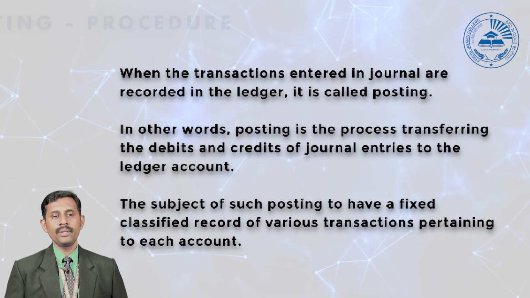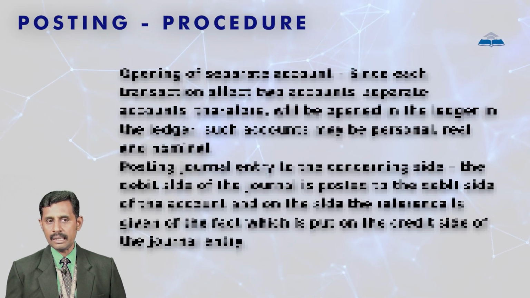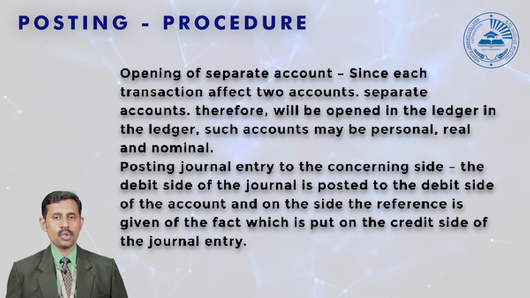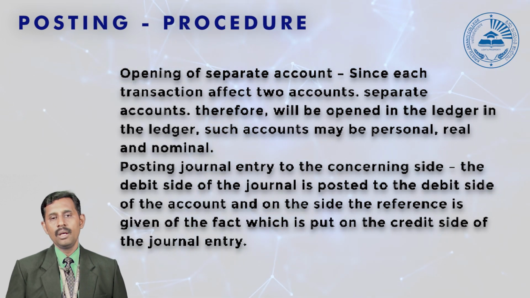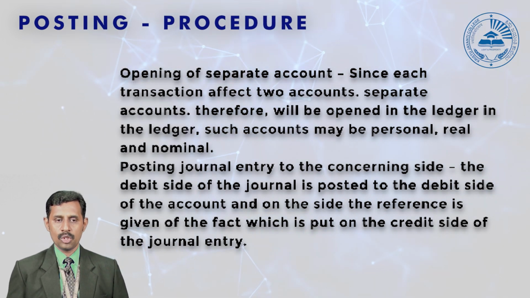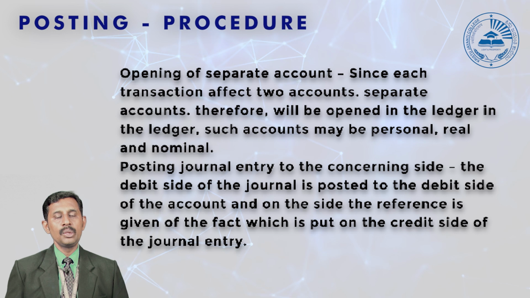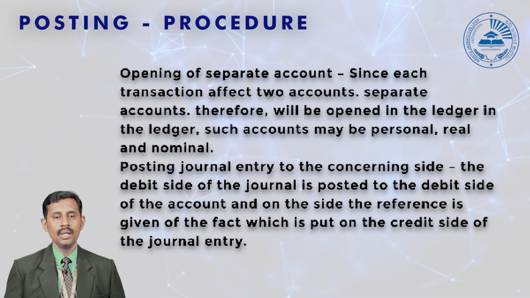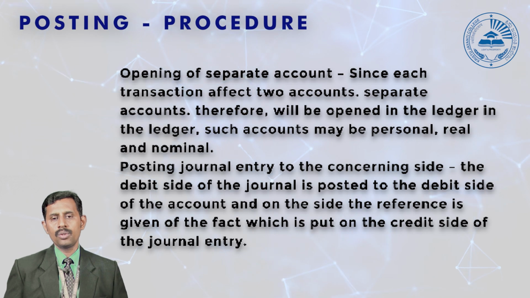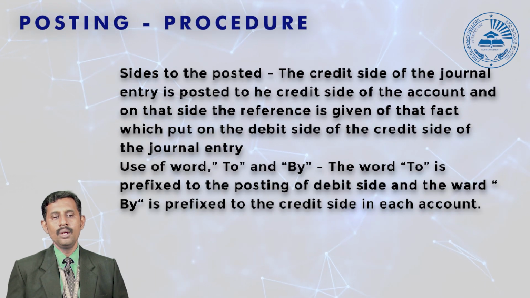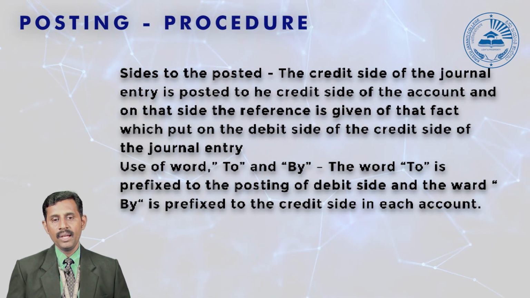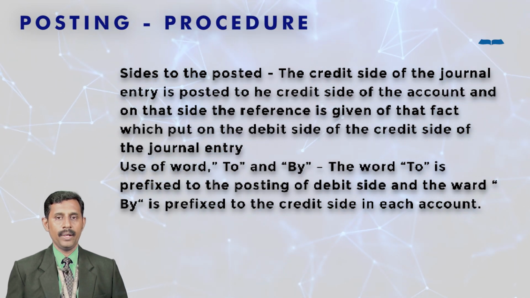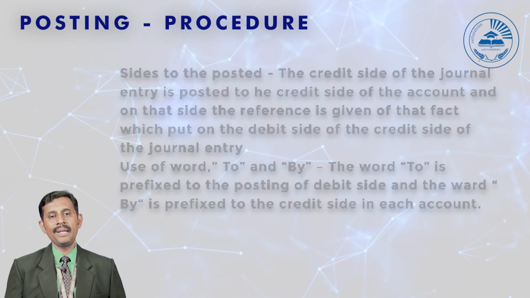Posting journal entry to the concerning side, then the side to be posted, on which side it is supposed to be entered, credit side or debit side, that you are supposed to specify. Use the words 'to' and 'by'. So what is 'to'? 'To' is prefixed to the posting of debit side, and 'by' is for credit side in each account. So ledger posting of opening journal entry.